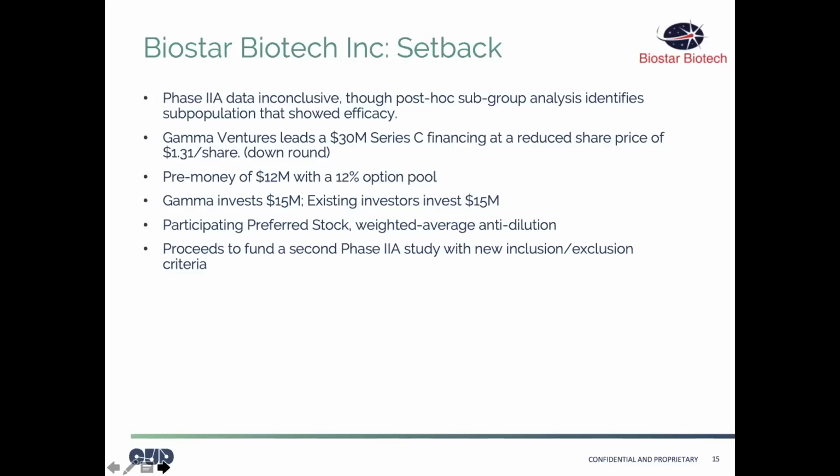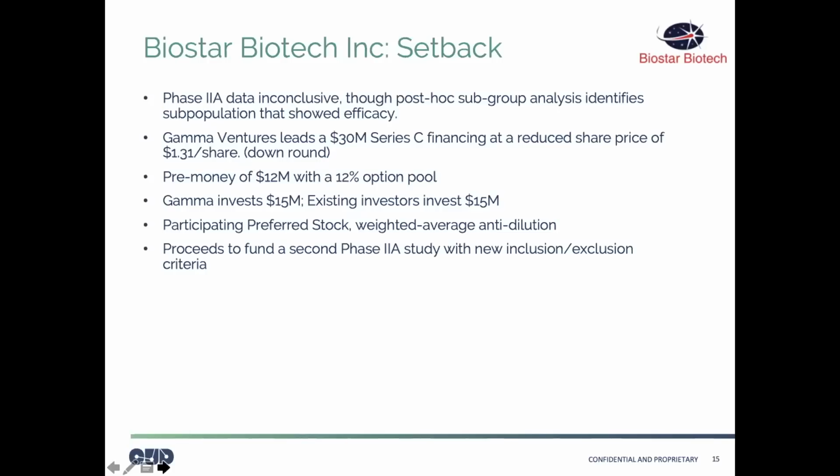round. So the pre-money is 12 million, and they realize there's a bunch of shares out there, and they agreed that for a later stage company like this, a 12% pool is sufficient. So they want to add shares to the option pool to get the total number up to 12% fully diluted.